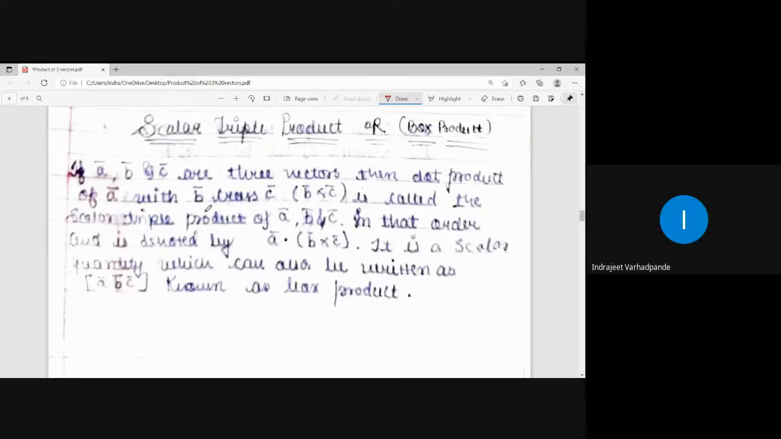Scalar triple product, which is also referred to as box product. As the word triple is involved, I should consider a minimum of 3 vectors, right? So if a bar, b bar and c bar are 3 vectors, then a dot product of a bar with b bar cross c bar. Now why is it to be taken?